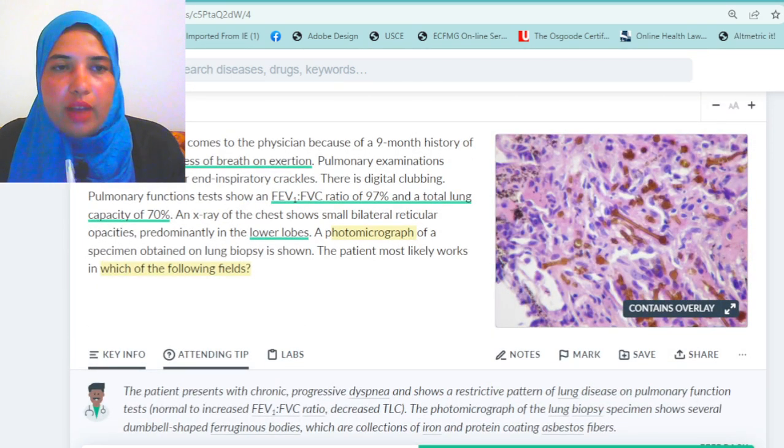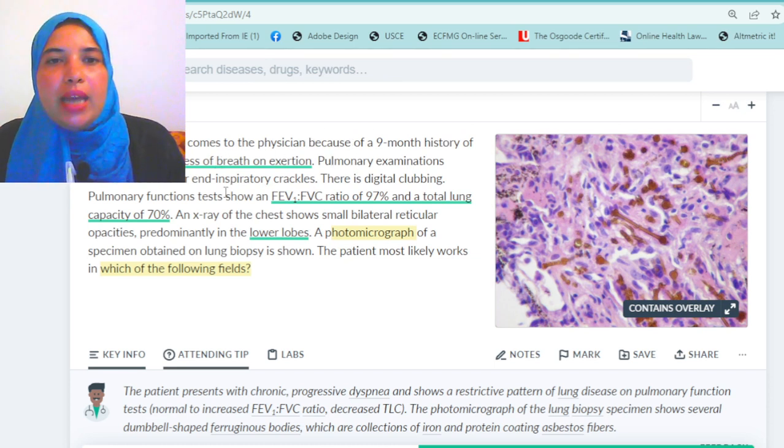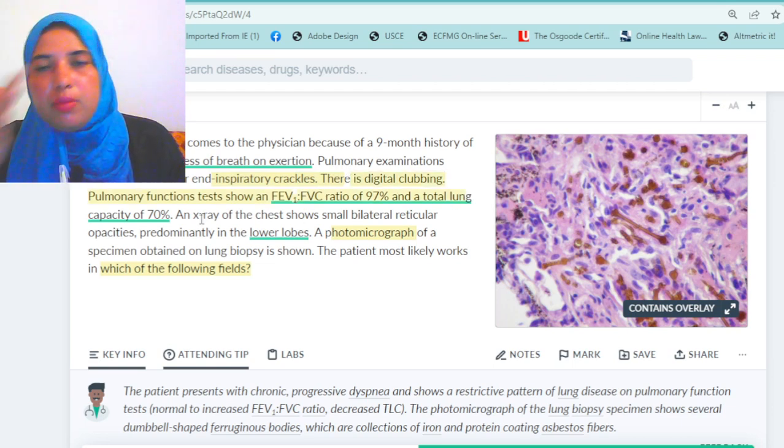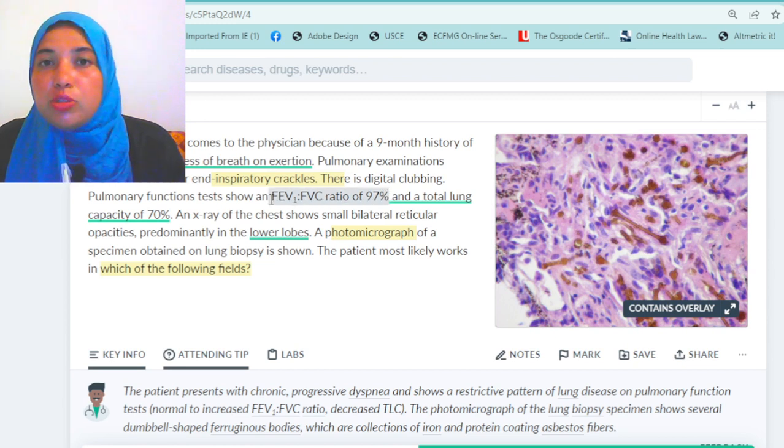They also kind of highlight for you or underline the most important things. You have a 61-year-old man, 9-month history of shortness of breath. He has these crackles. There's digital clubbing. So we know that we're dealing with pulmonary vasoconstriction, all these issues that are happening in fibrosis. Pulmonary function test shows this ratio. So I'm looking at a restrictive disease because the ratio is still high or normal, and a total lung capacity of 70%. An X-ray shows bilateral reticular opacities in the lower lobes.